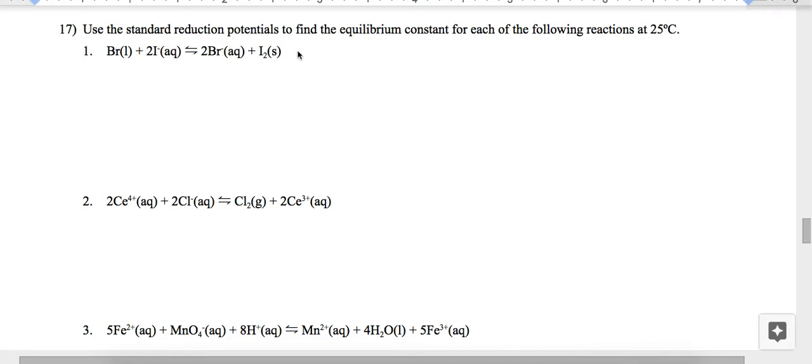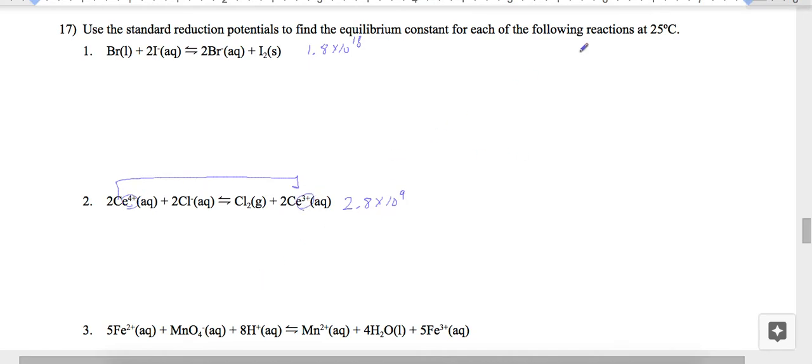the end answer is going to be 1.8 times 10 to the 18th for K, and this one is going to be 2.8 times 10 to the 9th. And I think I had something in my notes about making sure you use the right cerium. I'm not sure if that's this problem or not, but you want to make sure that you use the correct cerium, +4 to +3.